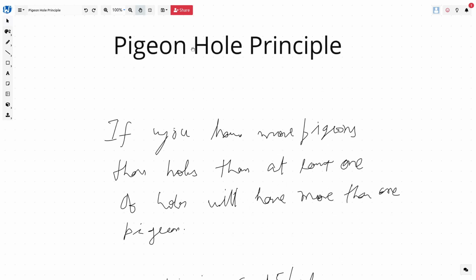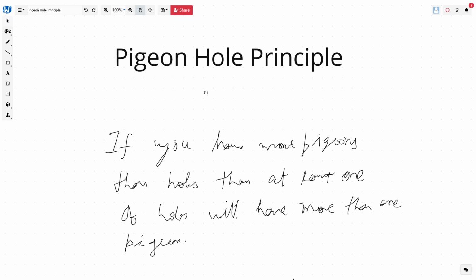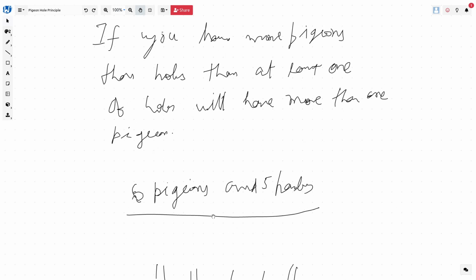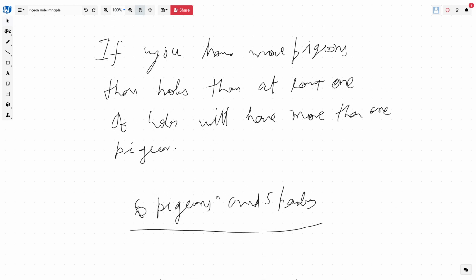It is one of the easiest and quite intuitive of the principles among the counting principles. It simply says, if you have more pigeons than holes, and the pigeons need to be placed in the holes, then at least one of the holes will have more than one pigeon, right? So let's try to visualize it.